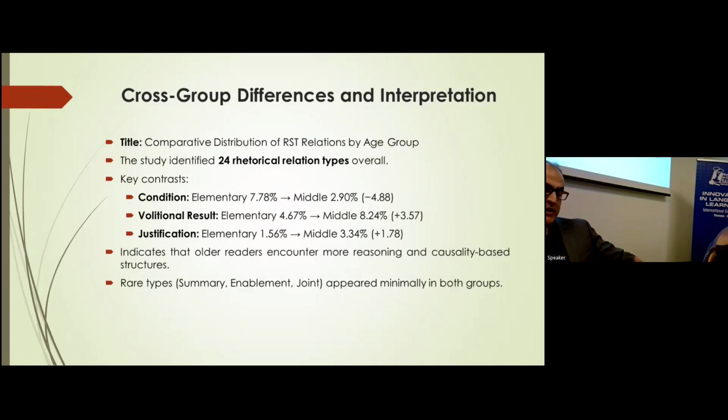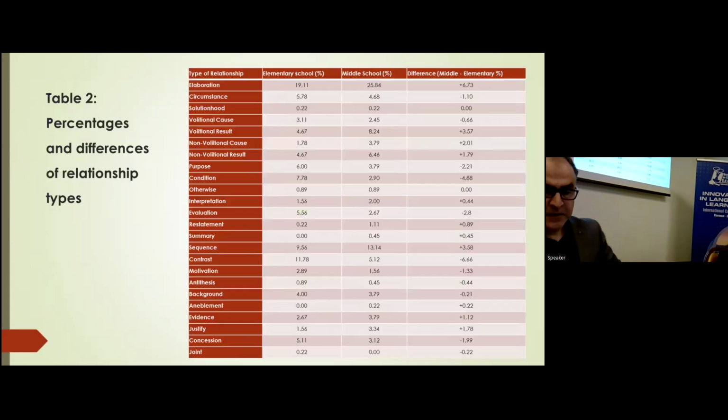Because in the first age group, we don't expect abstract thinking because they are so small. But for secondary school, they can start to think about abstract things. It's normal. But if we talk about details, is there an adequate amount for it? No. They could give more details in the first group, but they didn't. They did it accidentally. And you can see the percentages and differences of relationship types.